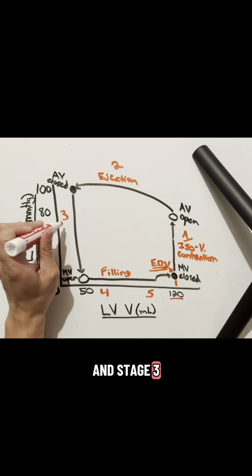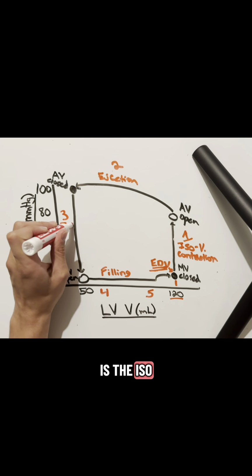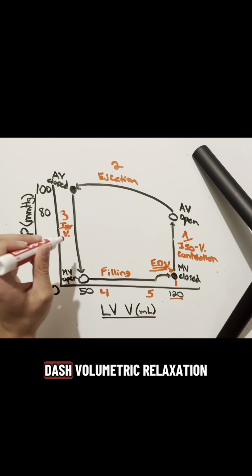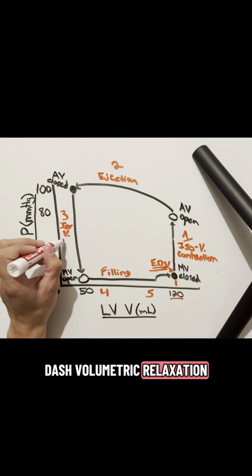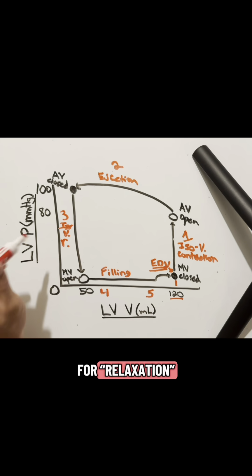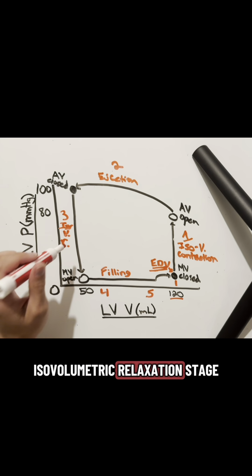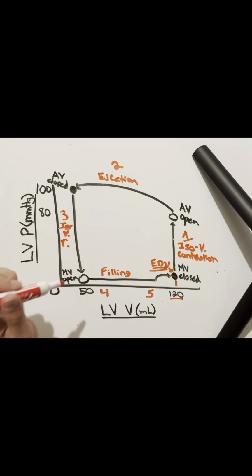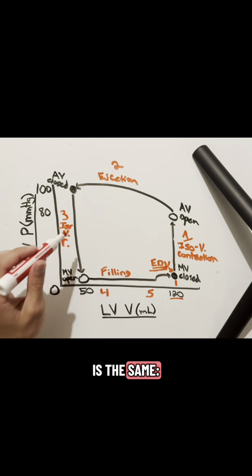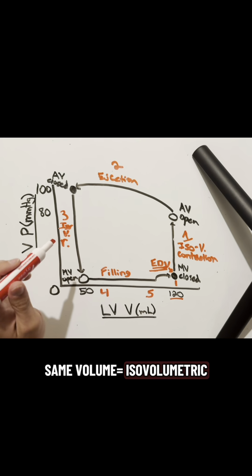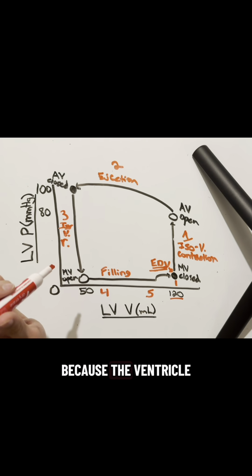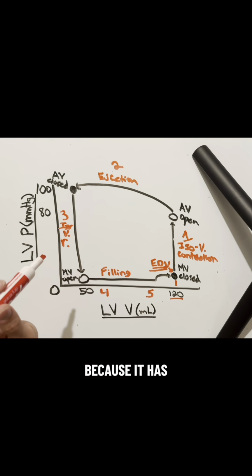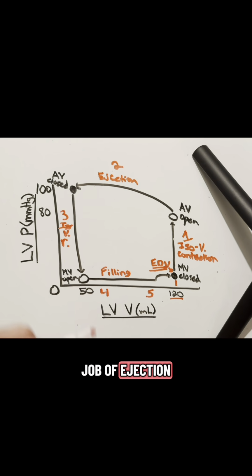And stage 3 is the isovolumetric relaxation. I'm just going to put an R for relaxation. So it's the isovolumetric relaxation stage. The volume in the left ventricle is the same volume, isovolumetric, and it's relaxation because the ventricle is now relaxing because it has just done its job of ejection.